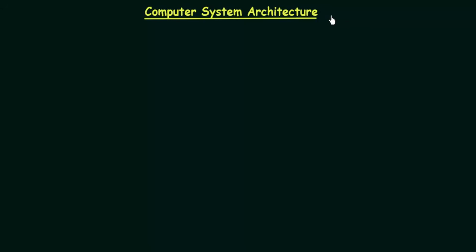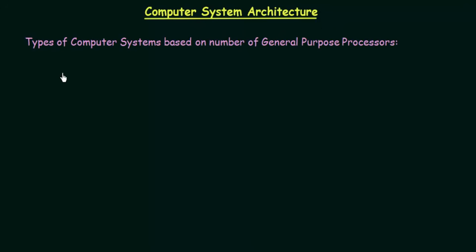In the previous lectures, we have been studying the basics of operating systems, and we have seen things like computer system operations, and we have also seen structures like storage structures and input-output structures. Now in this lecture, we will be studying computer system architecture and mainly the types of computer systems based on the number of general purpose processors.